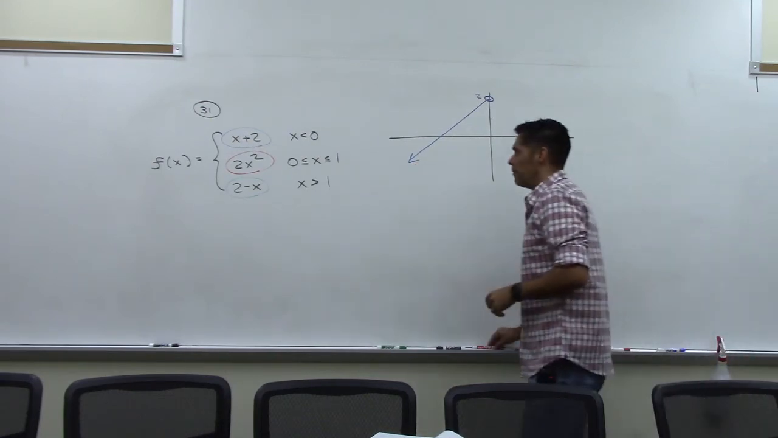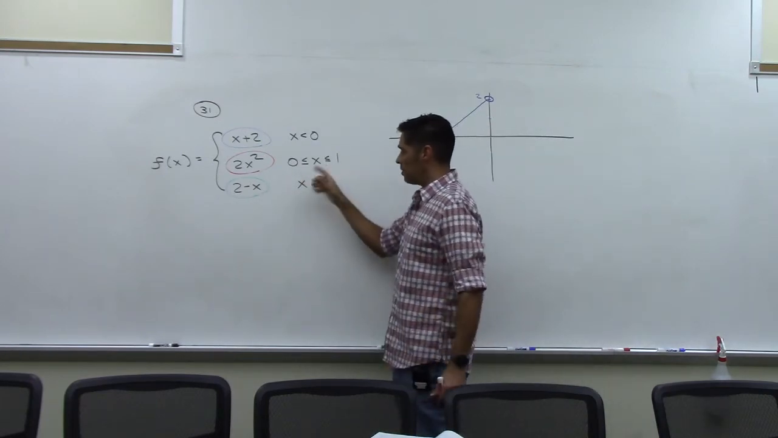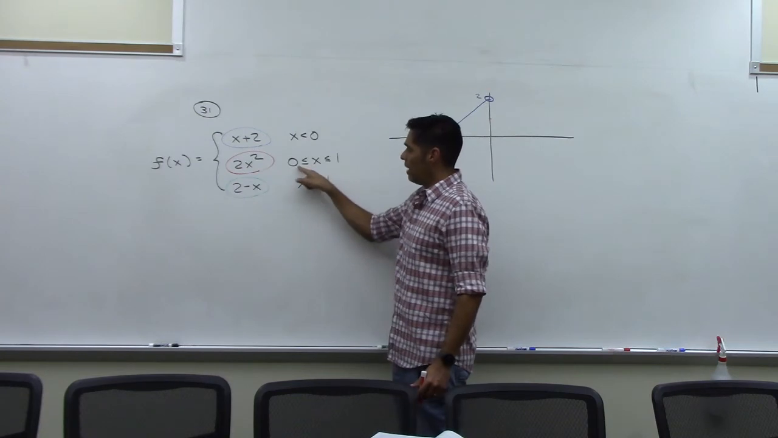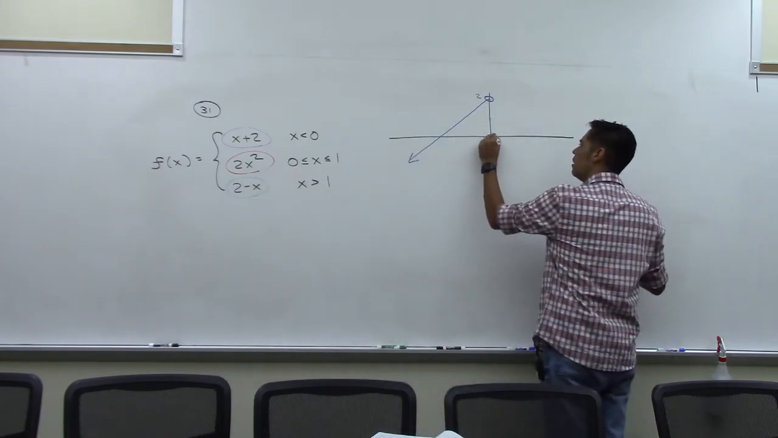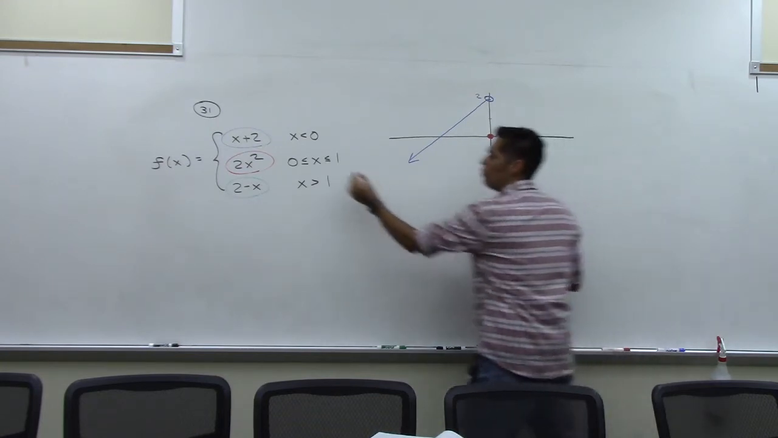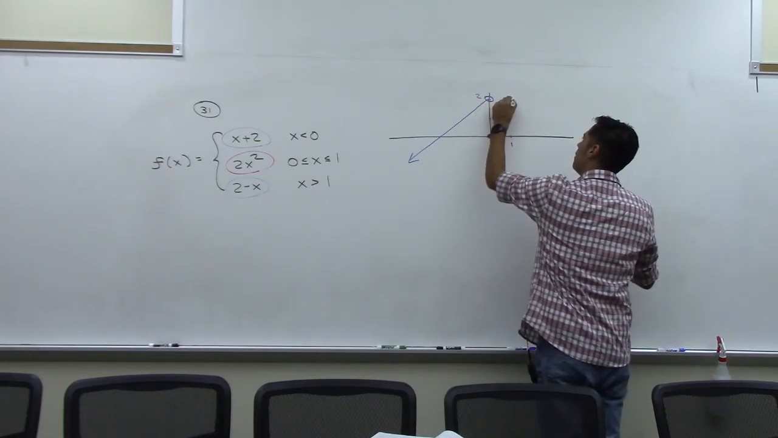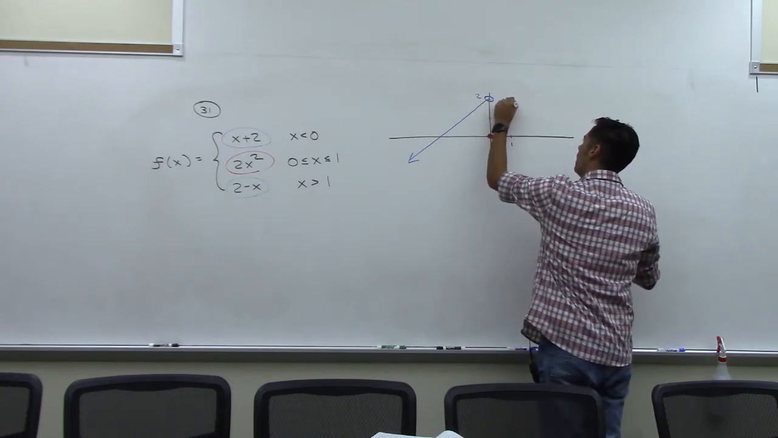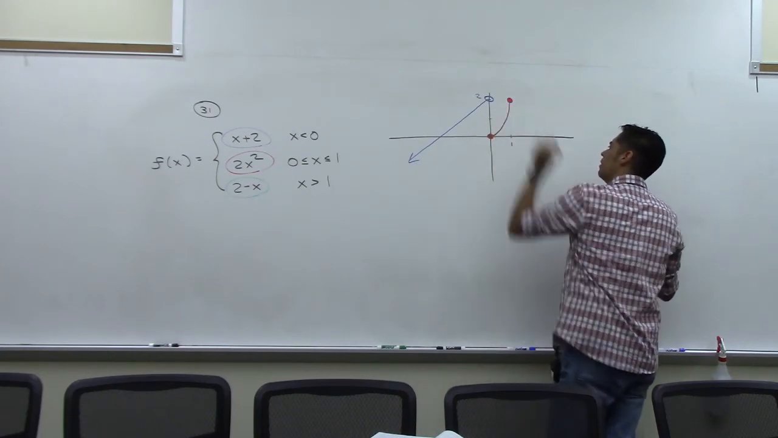Now the red one is defined at 0 and at 1, so the equal signs mean I can put dots here. At 0, we plug 0 in and we get 0, so I have a dot there. And at 1, I plug 1 in and I get 2, so 1, 2 is right here. Solid dot. Between here and here, it's a parabola, something like that.